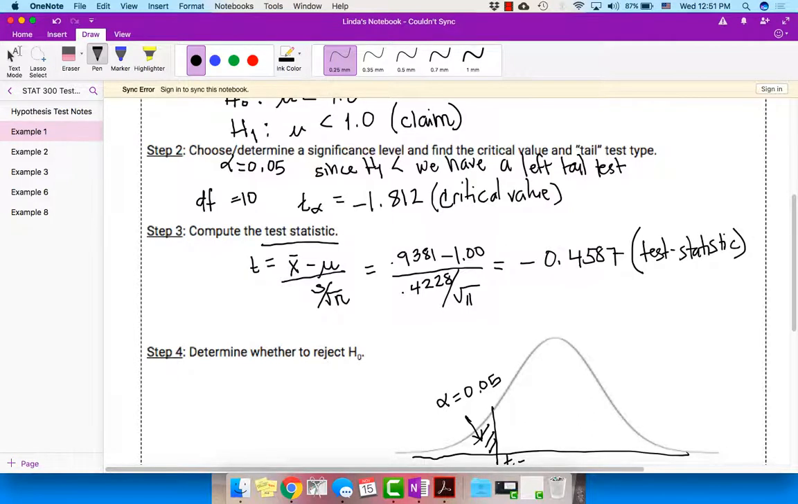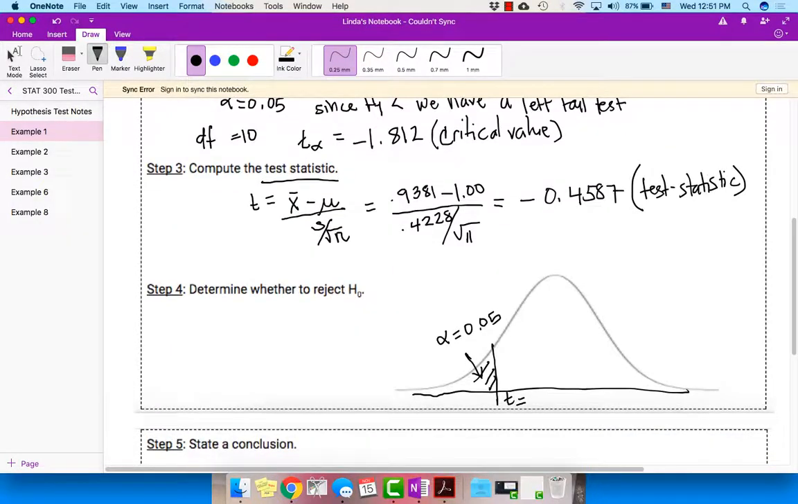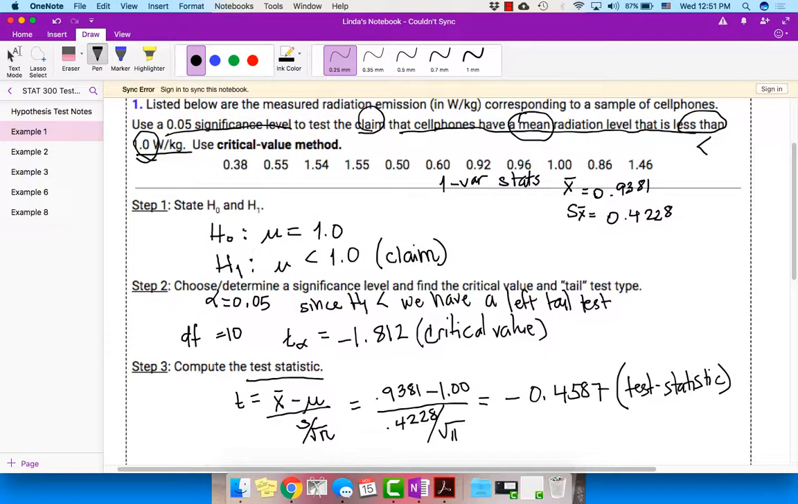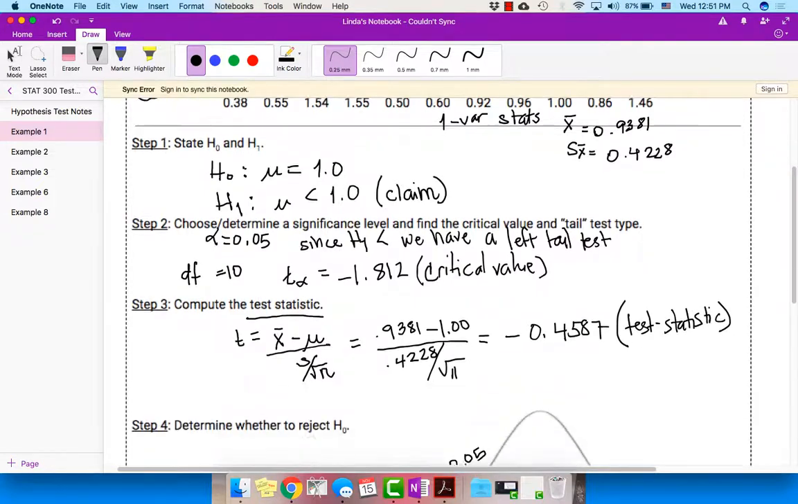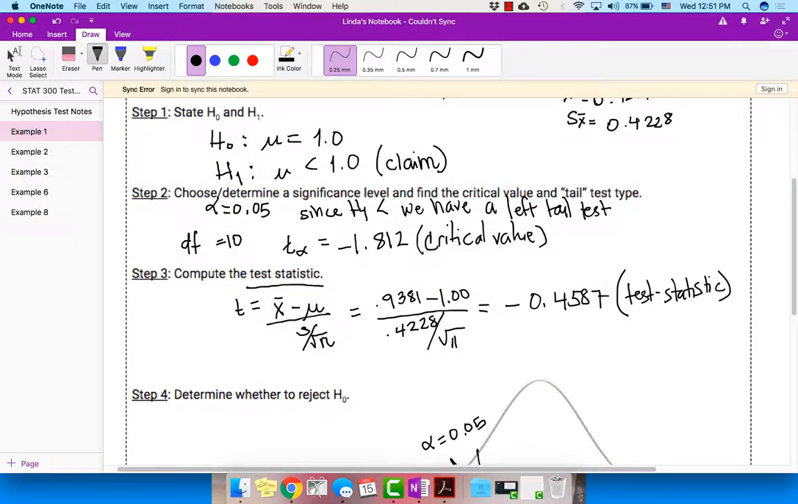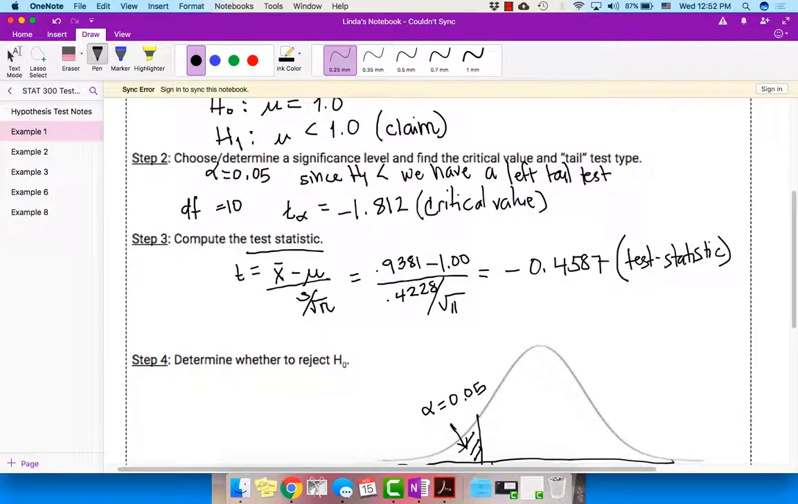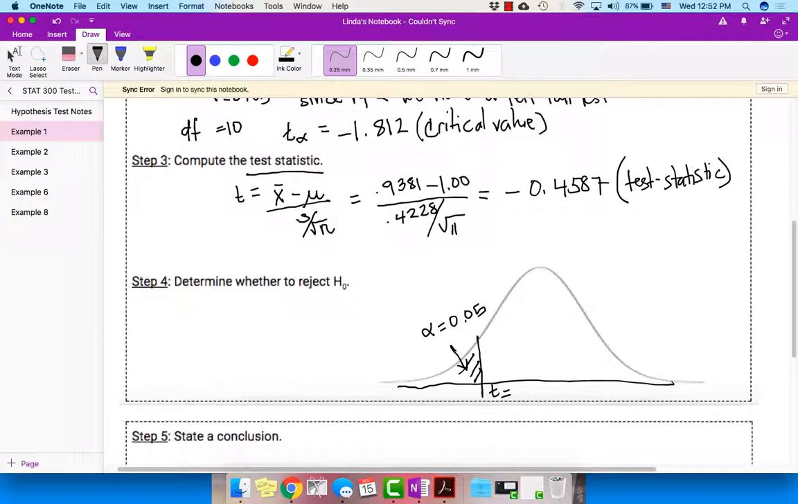Now, what do these two numbers mean? What do the critical value and the test statistic mean? The test statistic is on the basis of the sample that we have above here. We use that to determine the test statistic value. The critical value is on the basis of the fact that we are testing a significance level of 0.05. So right here in step number 4, you should have a negative 1.812 here to represent this line.